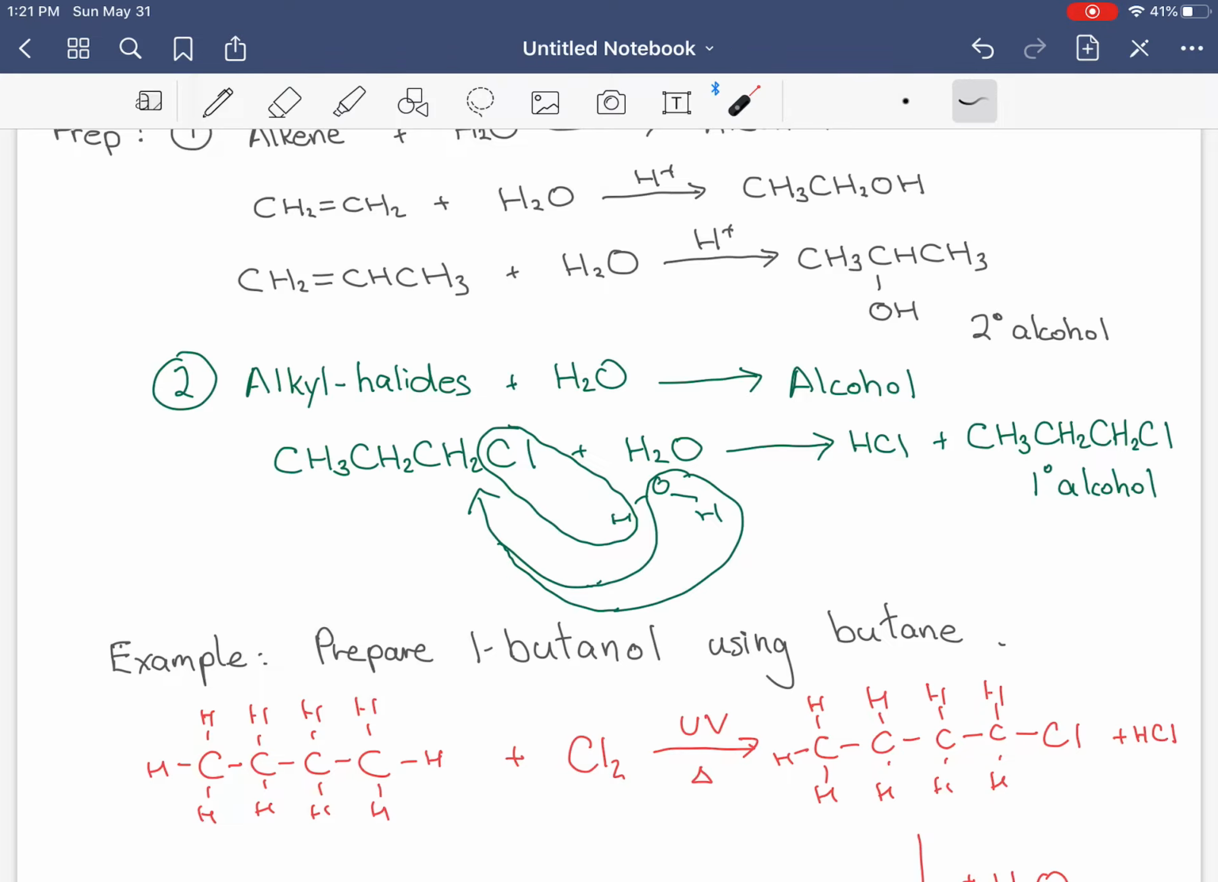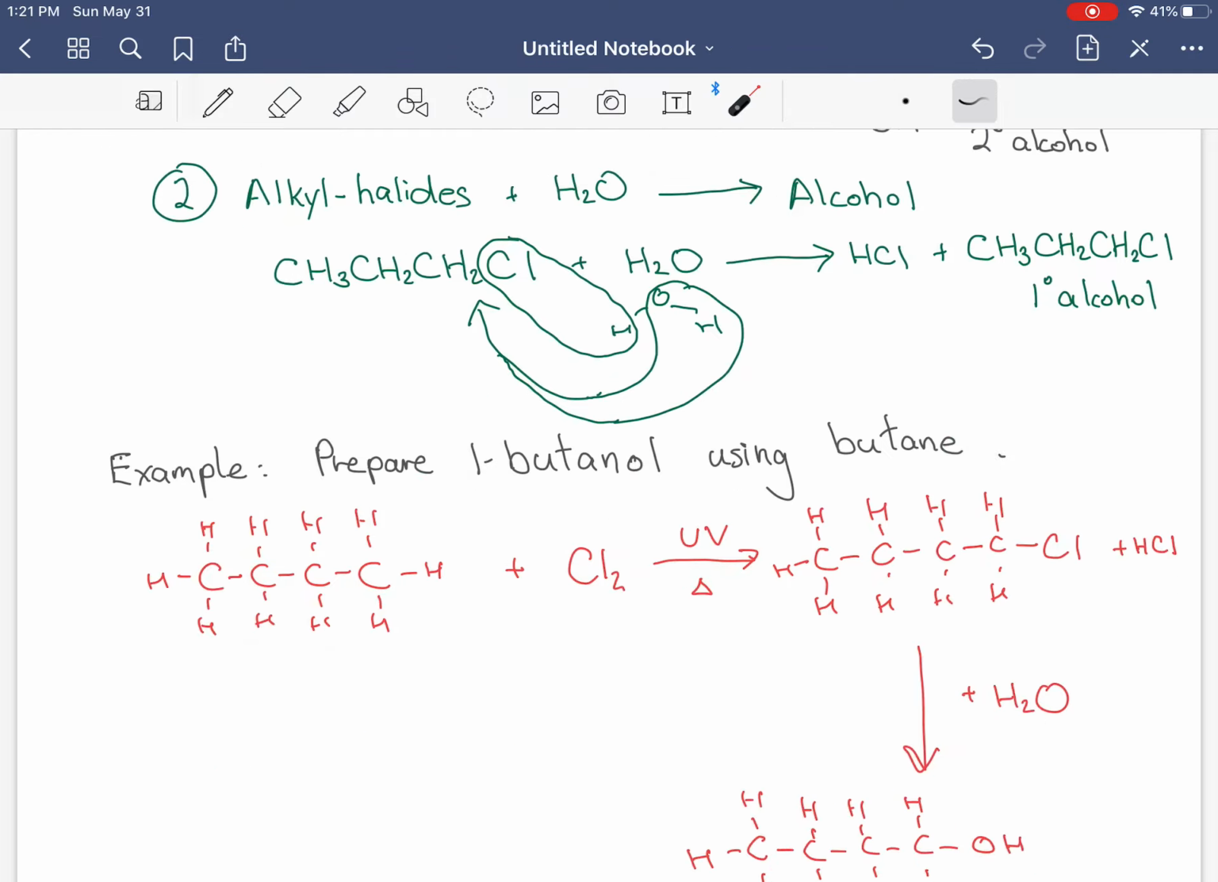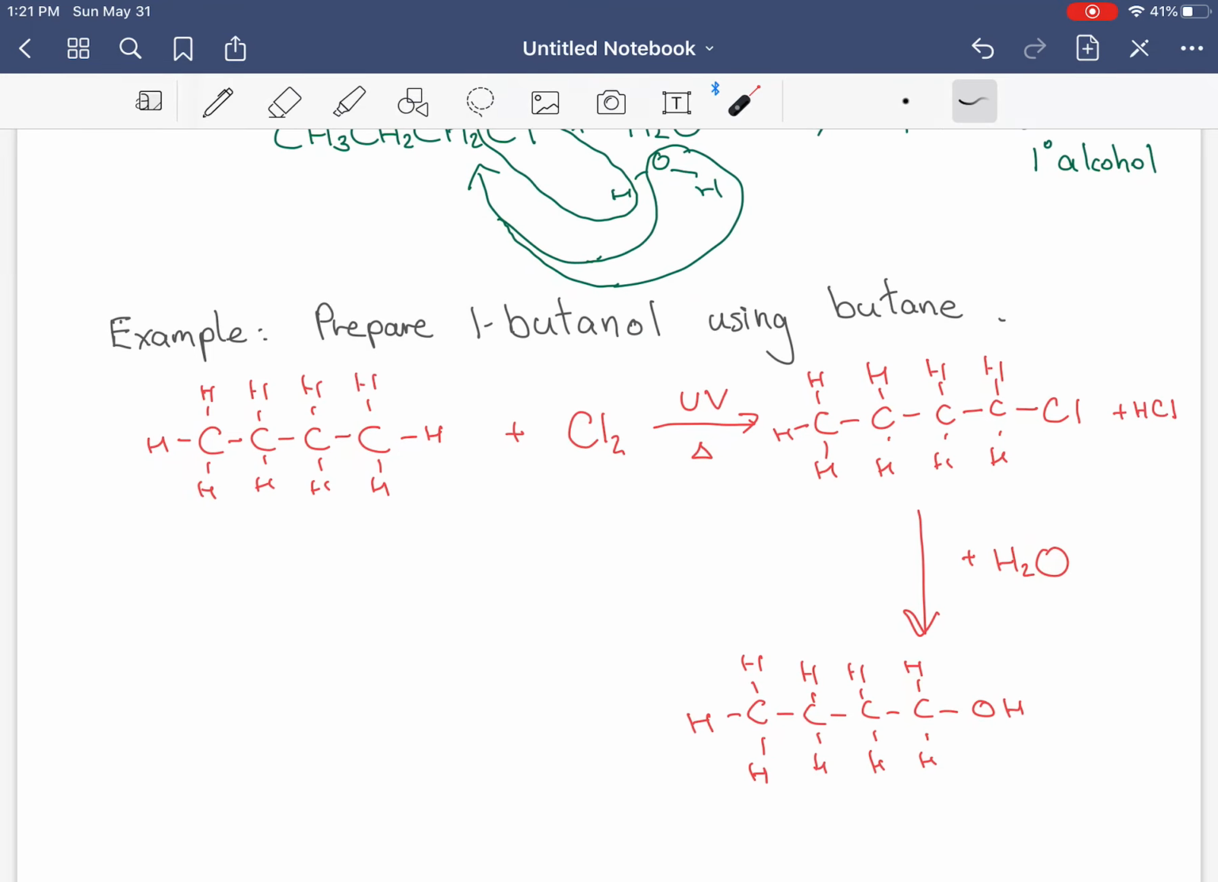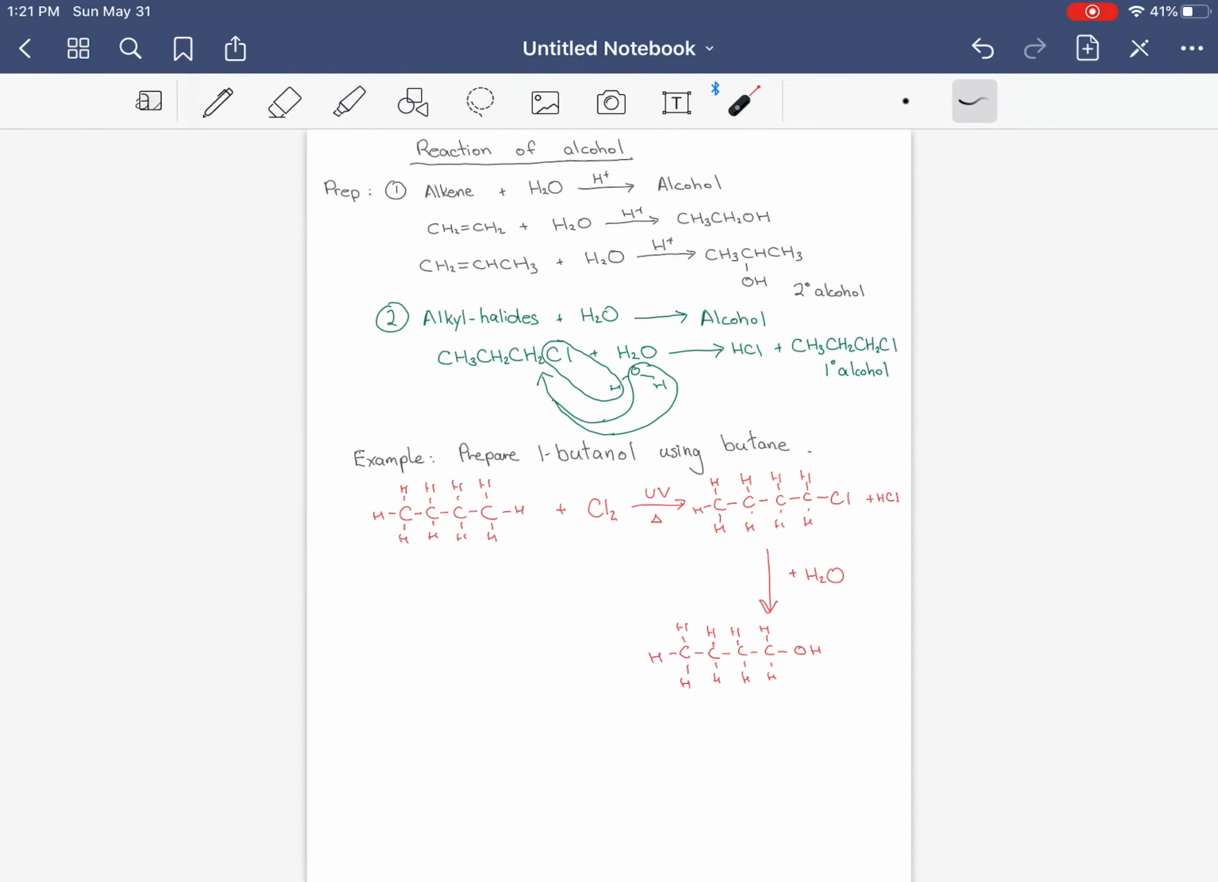You guys can do it, no problem. It only makes sense that I give you a pathway reaction where you have to look at a few different types of reaction and put them all together. That's what we're here for, and I'm here to prepare you for that. So hopefully you got this. Those are the two preparations of alcohol.